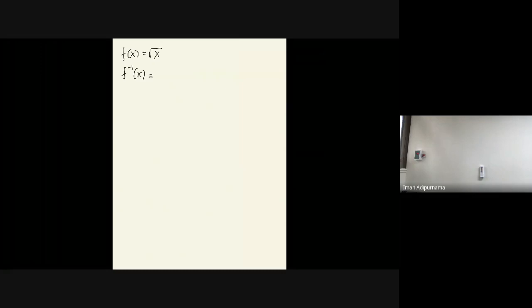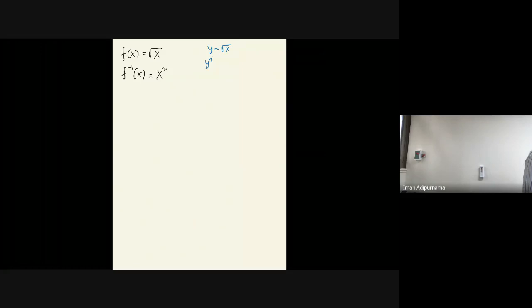X squared, right? Yeah, it's x squared. Do you still remember how to find the inverse? Let me write it for you so that you will remember. So then that's just having y equals square root of x. Inverse means your domain and range are switching. So solve for x.